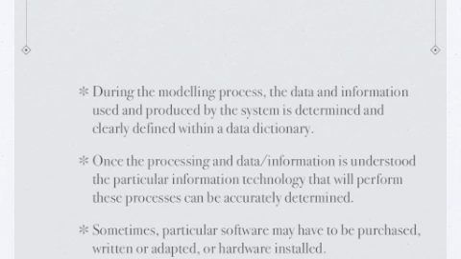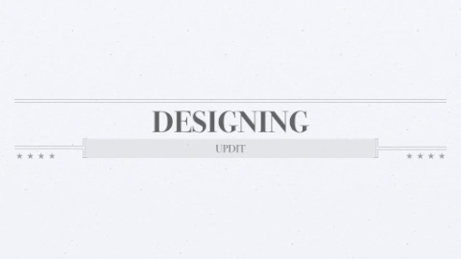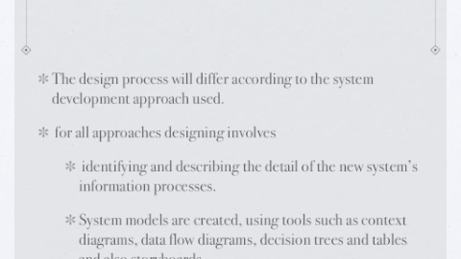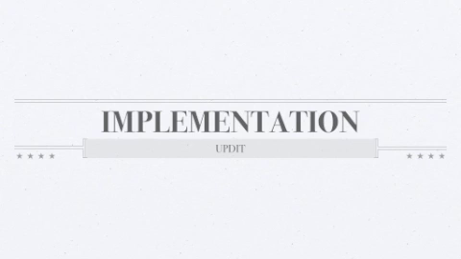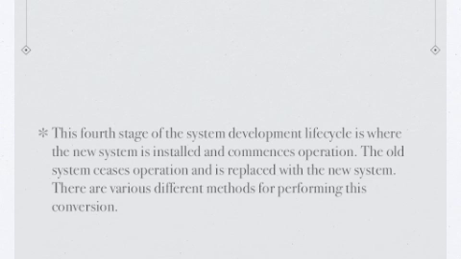Once the processing and your data information is understood, then you need to look at the information technology that will perform the processes. Sometimes you might have to buy hardware or software or redesign hardware. Then you need to install it. Now you'll notice if you look through all of the processes that are involved, if I just go back with designing, it actually comes down to what the information systems diagram are. So if you imagine you have to cover the information processes, you have to cover data and information, you have to look at the people involved in the system, and you have to look at the information technology. It's all very important. Once you've designed the system, then you need to implement it.